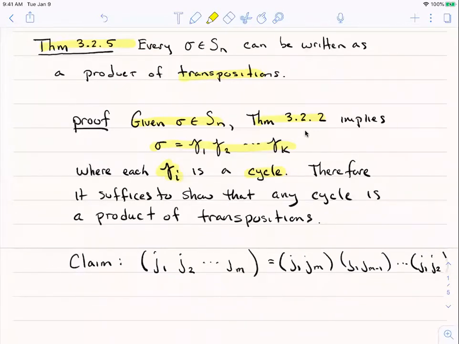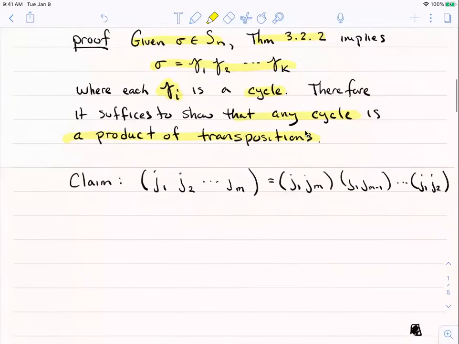So all I really need to do is convince you that if I can write any cycle as a product of transpositions, then I could write any permutation as a product of transpositions. So that's what I'm going to do. I'm going to show that every cycle in Sn is a product of transpositions. So I'm just going to make a claim like what we did in our example.